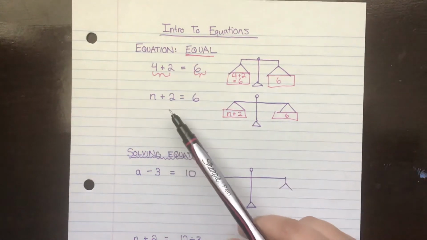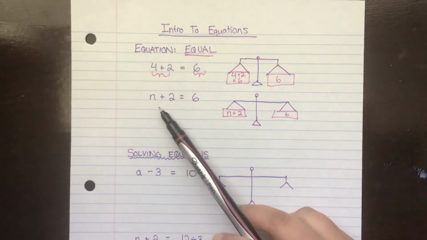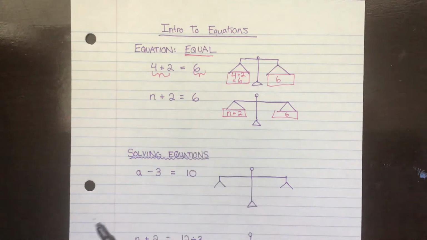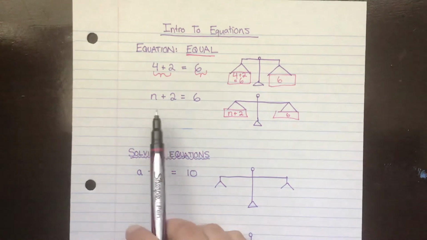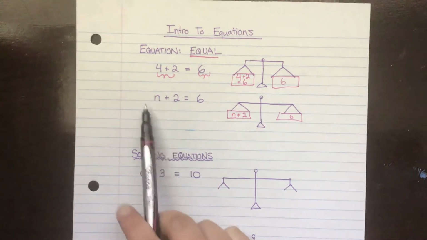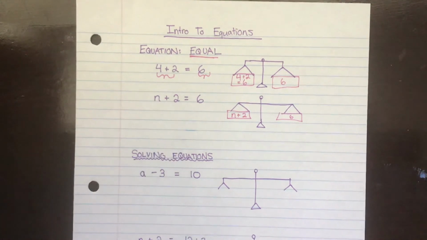Now, we might be able to figure out how to find n just by doing some guessing, but today we're going to go through the steps that we should be taking to really be 100% sure that we are always getting the right answer in our equations. So that is what we're going to talk about now. We're going to talk about how we can find that missing letter using the proper steps.